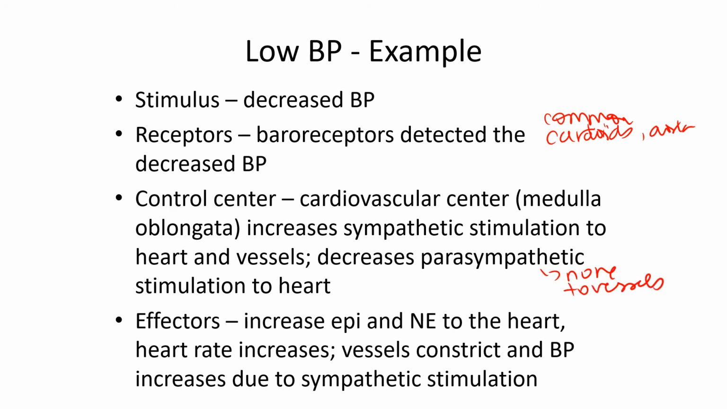So now we see more epinephrine and norepinephrine heading to the heart. The SA node fires more quickly, heart rate increases. This is a 1-2 punch, so the vessels also constrict. We see blood pressure increase due to sympathetic stimulation. So keep in mind there's two portions of the cardiovascular center. There is a cardiac center that controls heart rate, and there's a vasomotor center that controls what? It controls vessel diameter.